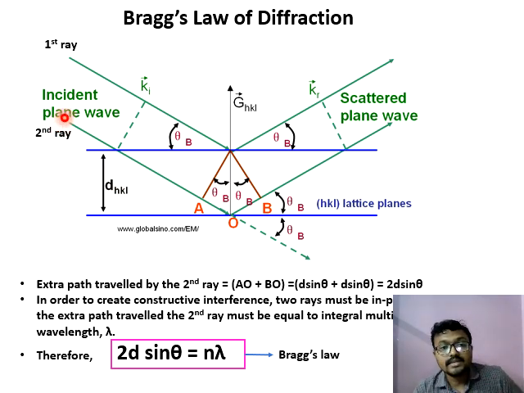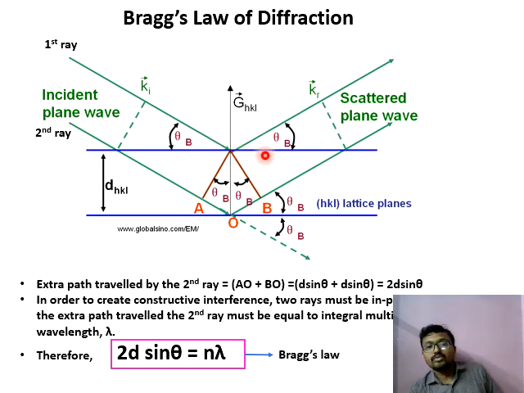The second X-ray is interacting with the second plane and scattered in this way. These two rays, the first ray and the second, are parallel, so when they are scattered or reflected, they will also be parallel. Theta is the angle between the crystal plane and the incident X-ray radiation. If this angle is theta, these two angles will also be theta. O is the point where the second X-ray interacts with the second plane, and this point is where the first X-ray interacts with the first plane.